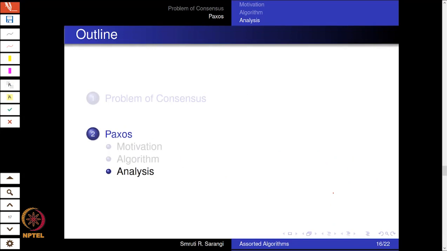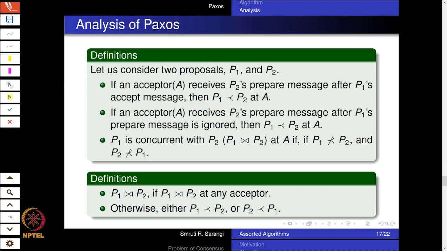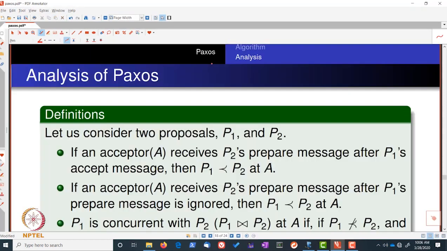So now the proof follows. Before we explain the proof, let us go through a few definitions. Consider two proposals P1 and P2. If an acceptor A receives P2's prepare message after P1's accept message, which essentially means, let's go out and look at this in some detail.